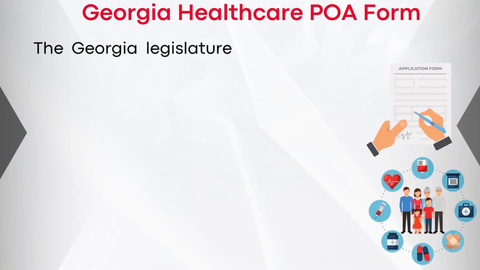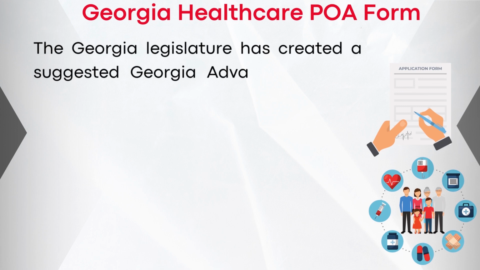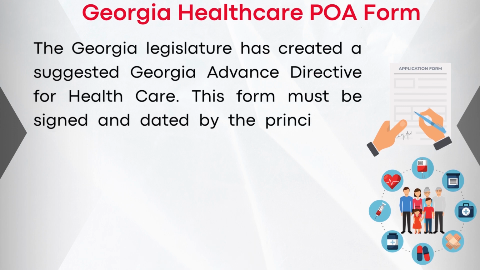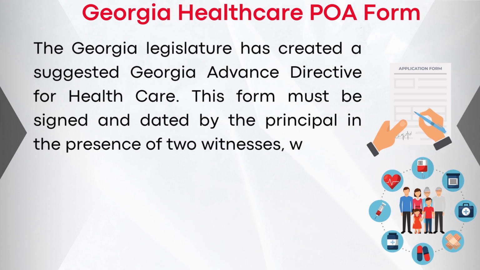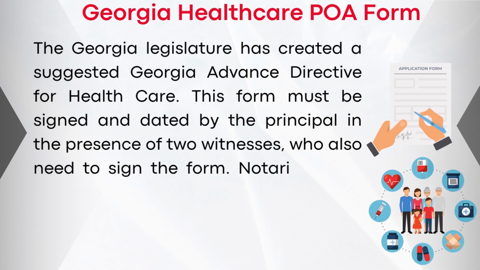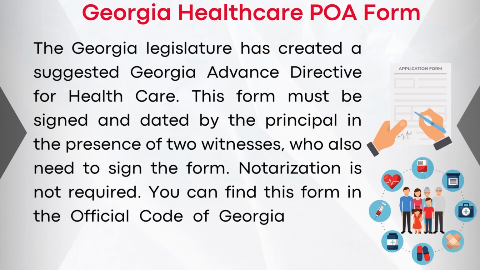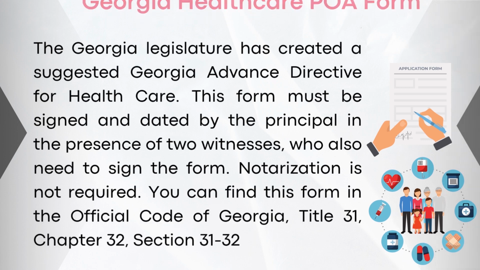Georgia Healthcare Power of Attorney Form. The Georgia legislature has created a suggested Georgia Advance Directive for Healthcare. This form must be signed and dated by the principal in the presence of two witnesses who also need to sign the form. Notarization is not required. You can find this form in the Official Code of Georgia, Title 31, Chapter 32, Section 31-32-4.